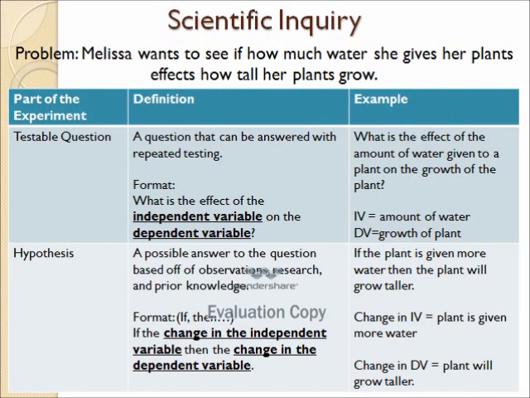It's the if-then statement. So you put "if the," and you put in your independent variable there, or how you're going to change it. Then "then the," and then you put your prediction on how the dependent variable is going to change. Okay, so let's look at our example. If the plant is given more water, then the plant will grow taller. Okay, so you see how we put in how we're going to change the independent variable, and then we predict how that change is going to change the dependent variable. Okay.